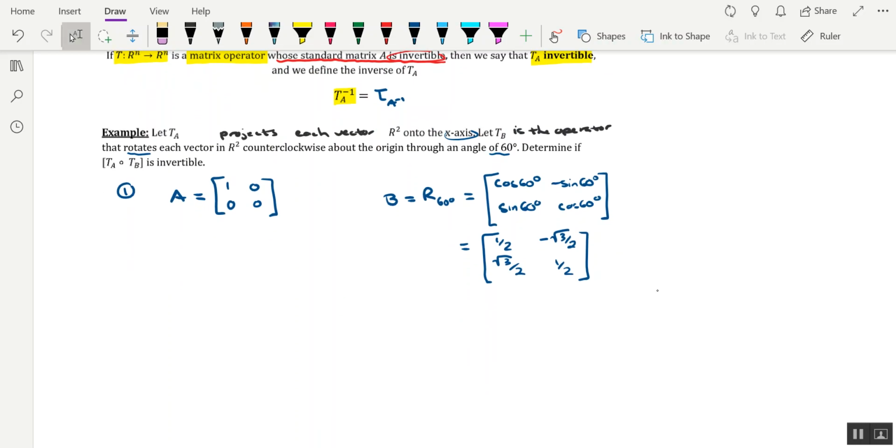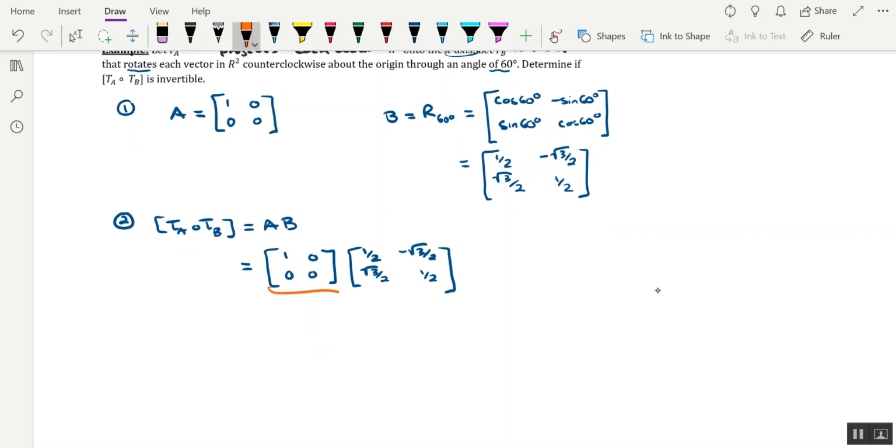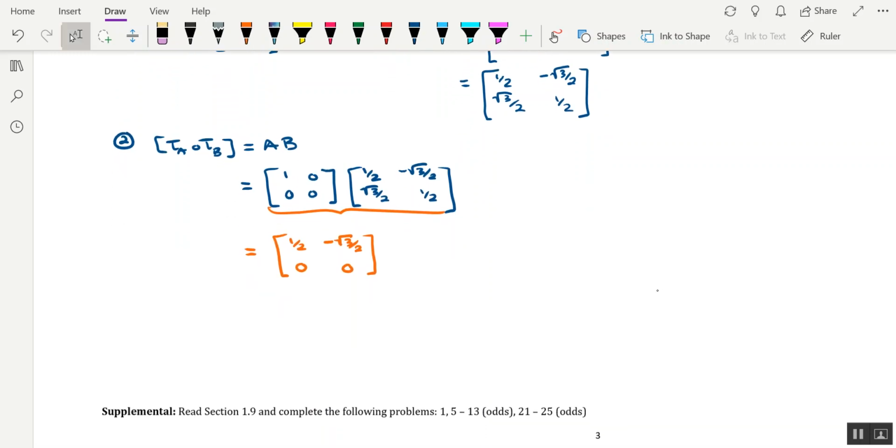That takes us to the second part of the solution. T sub A circle T sub B really amounts to the product of the standard matrix A times the standard matrix B. So I'm going to bring those two matrices into the mix now. And multiplying these two together, we're going to get 1/2, negative radical 3 over 2 as the entries in row 1, and then 0 and 0 as the entries in row 2. So that's the standard matrix for the composition.